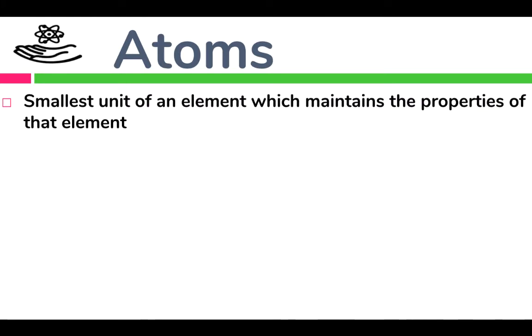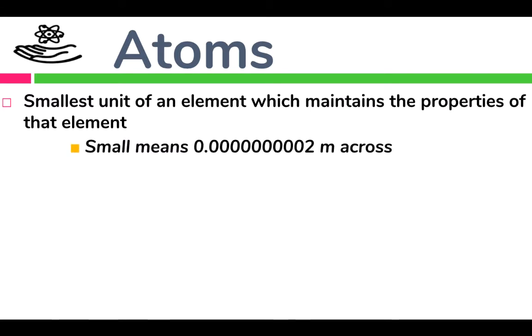All matter is made of atoms, and an atom is the smallest unit of an element which maintains the properties of that element. It comes from the Greek word atomos, which means indivisible. Atoms are small, and by small we mean 2 times 10 to the minus 10 meters. That's 0.2 nanometers across.